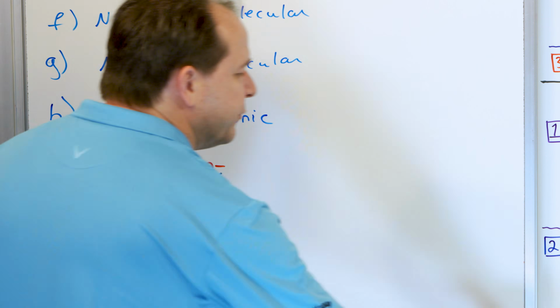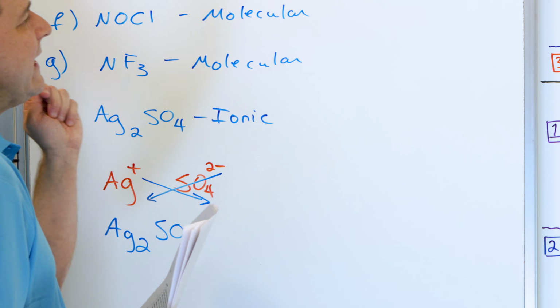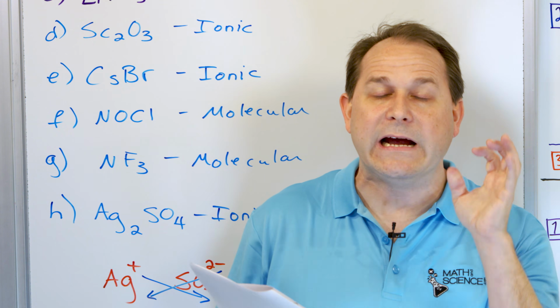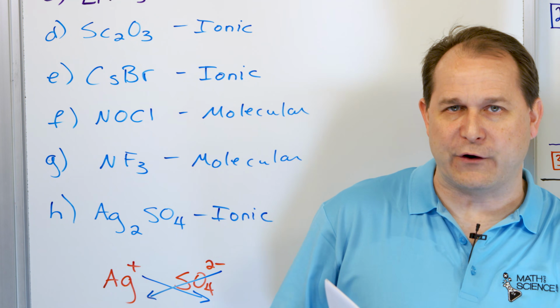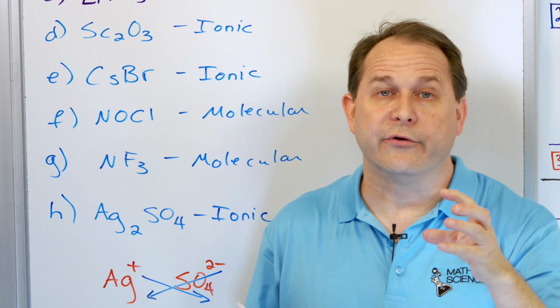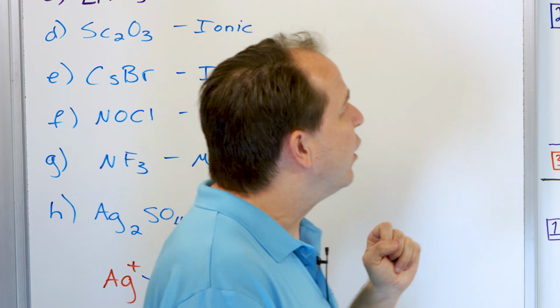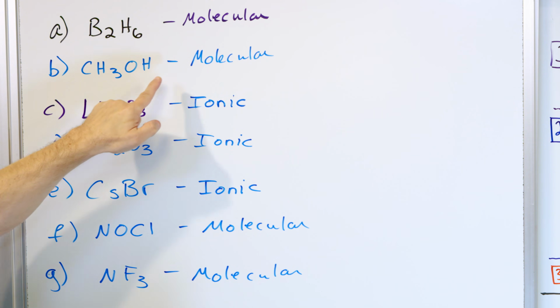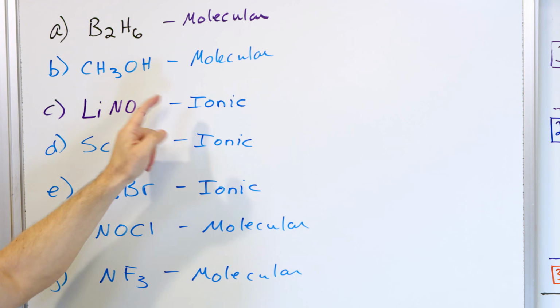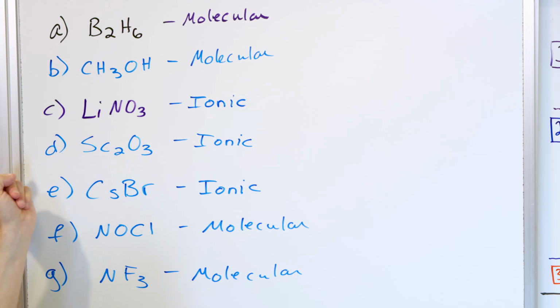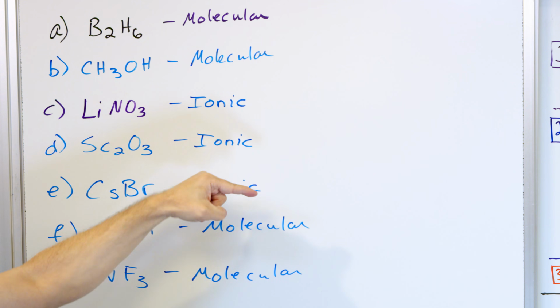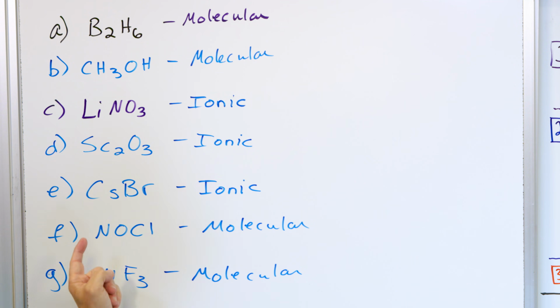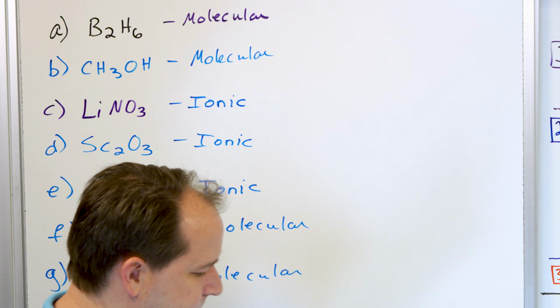Now, the last thing we're going to do before we close the whole lesson out is remember that ionic compounds are electron transfer from one to the other. Molecules are electron sharing. So we now know that this is going to be electron sharing, this is going to be electron sharing, this is going to be electron transfer, this is going to be electron transfer, this is going to be electron transfer. This one, sharing, sharing, and electron transfer.